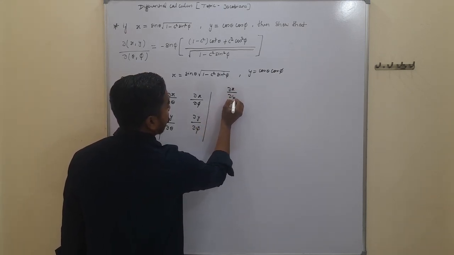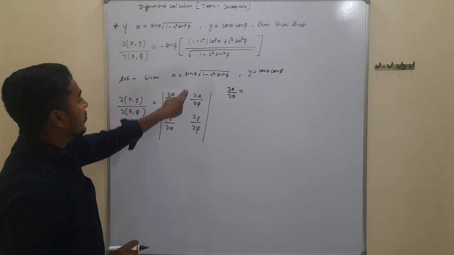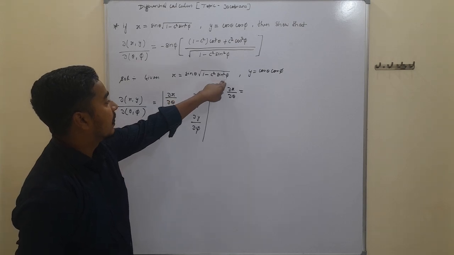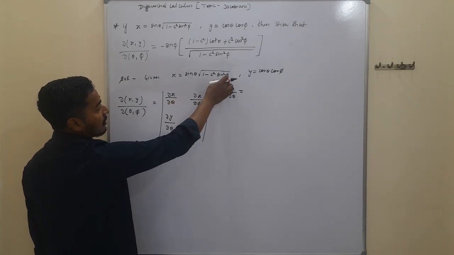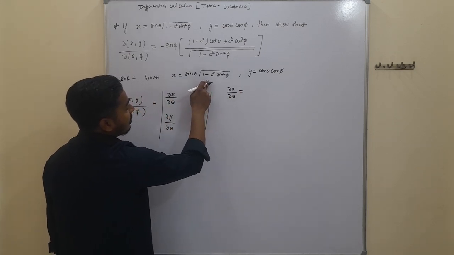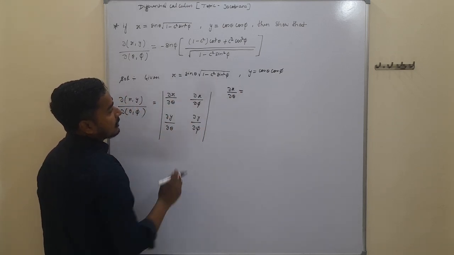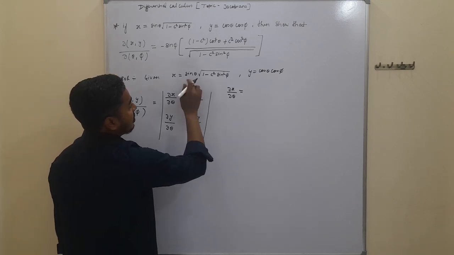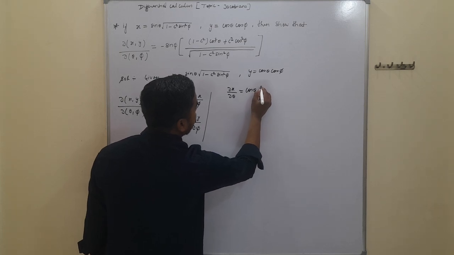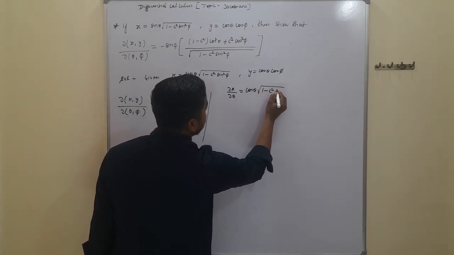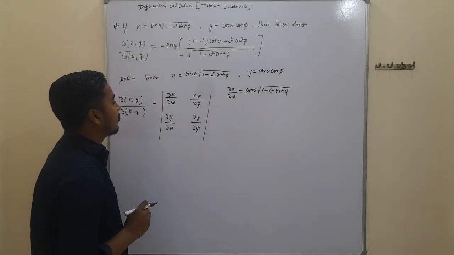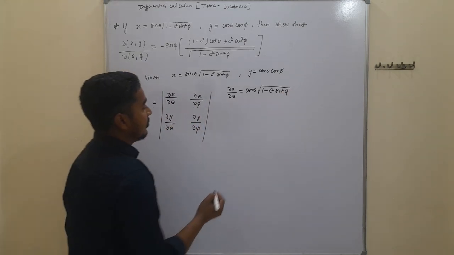Del x upon del theta is given by differentiating x is equal to sin theta under root of 1 minus c square sin square phi, taking phi as a constant, differentiating with respect to theta. First we take under root of 1 minus c square sin square phi as constant and differentiate sin theta with respect to theta. This gives cos theta, and under root of 1 minus c square sin square phi is taken as constant. Further we have to find del x upon del phi.